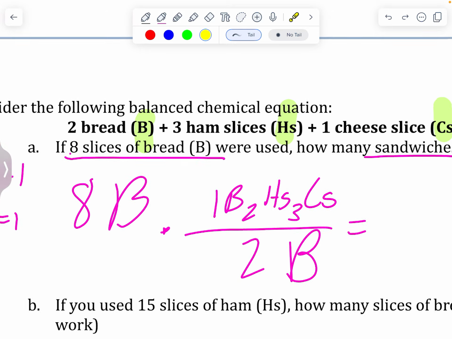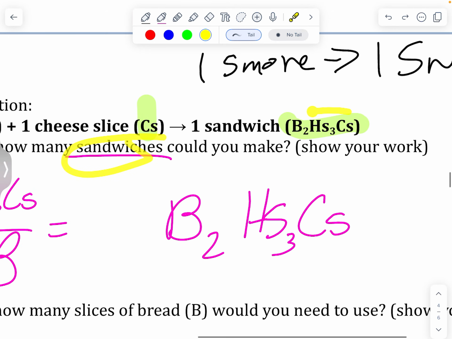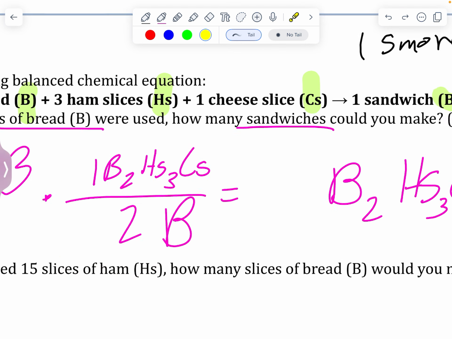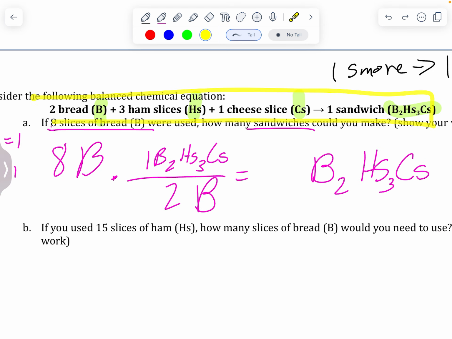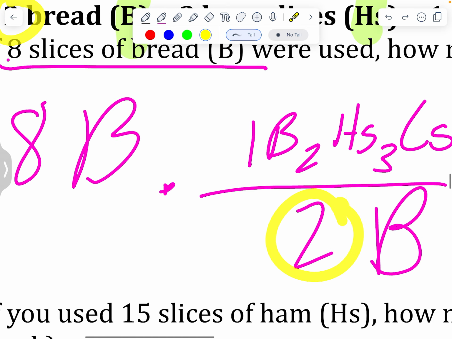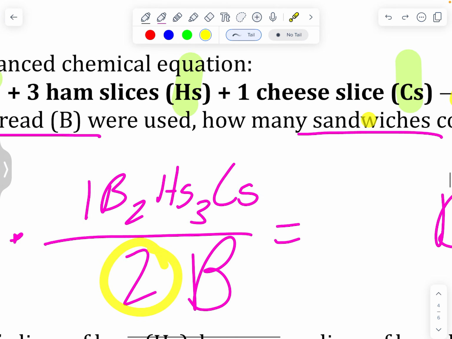Then, what are we trying to figure out? How many sandwiches we have? Well, our chemical formula for our sandwiches is here. So I'm going to write that down. And my numbers for my fraction are actually going to come from my balanced equation. Same idea as with the s'mores, right? So how many pieces of bread do I have in my equation? 2. So I wrote down 2. How many sandwiches does that make? 1. So I put down 1.